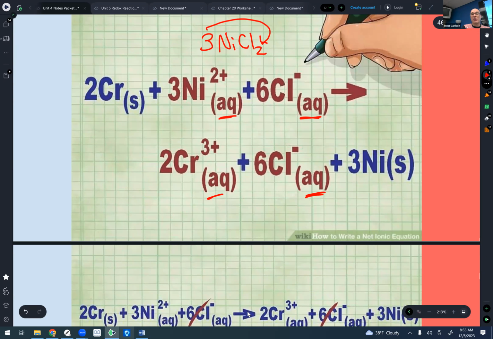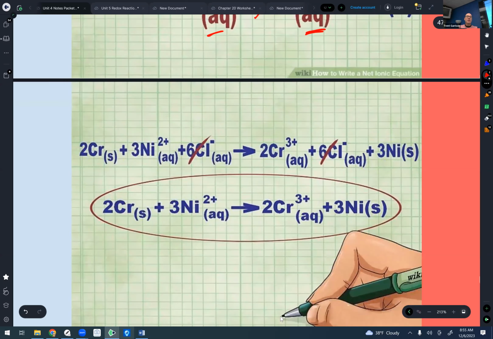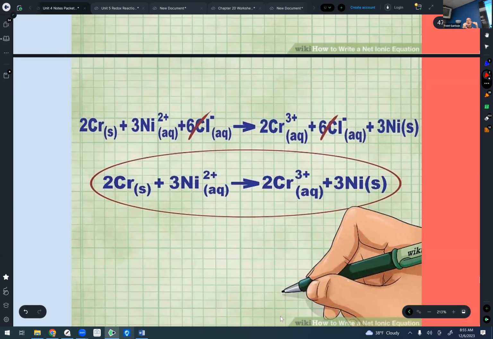The chromium had a charge of 0. Over here, it has a charge of 3. So that will not get to cancel. The nickel has a +2 and a 0. So you don't cancel those out. But the chlorine, we have a scenario where the chlorine did not change its charge. It did not change its state of matter. So it really didn't do anything during the reaction. So we get to cancel it out. And our final answer, the net ionic equation, is what happens after you cancel out those spectator ions.